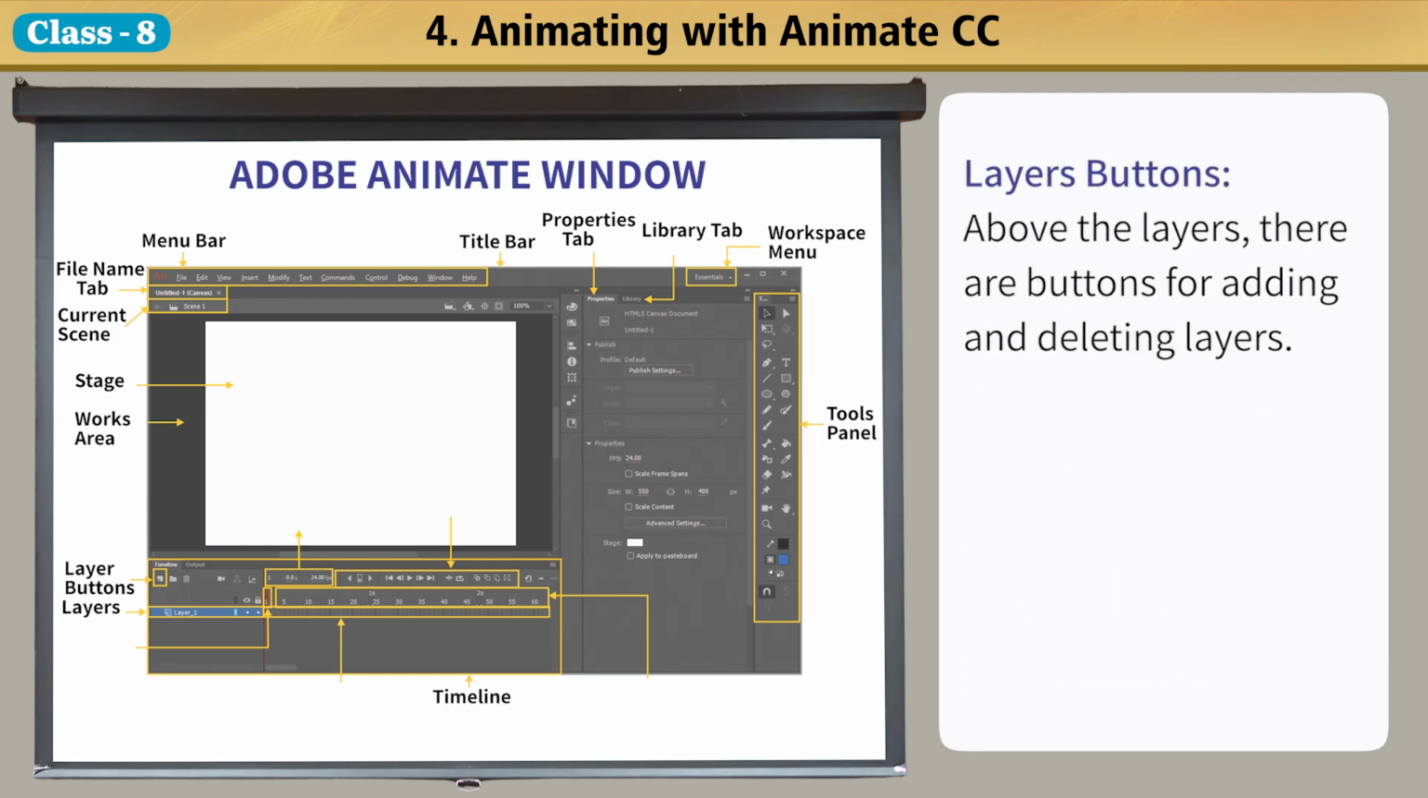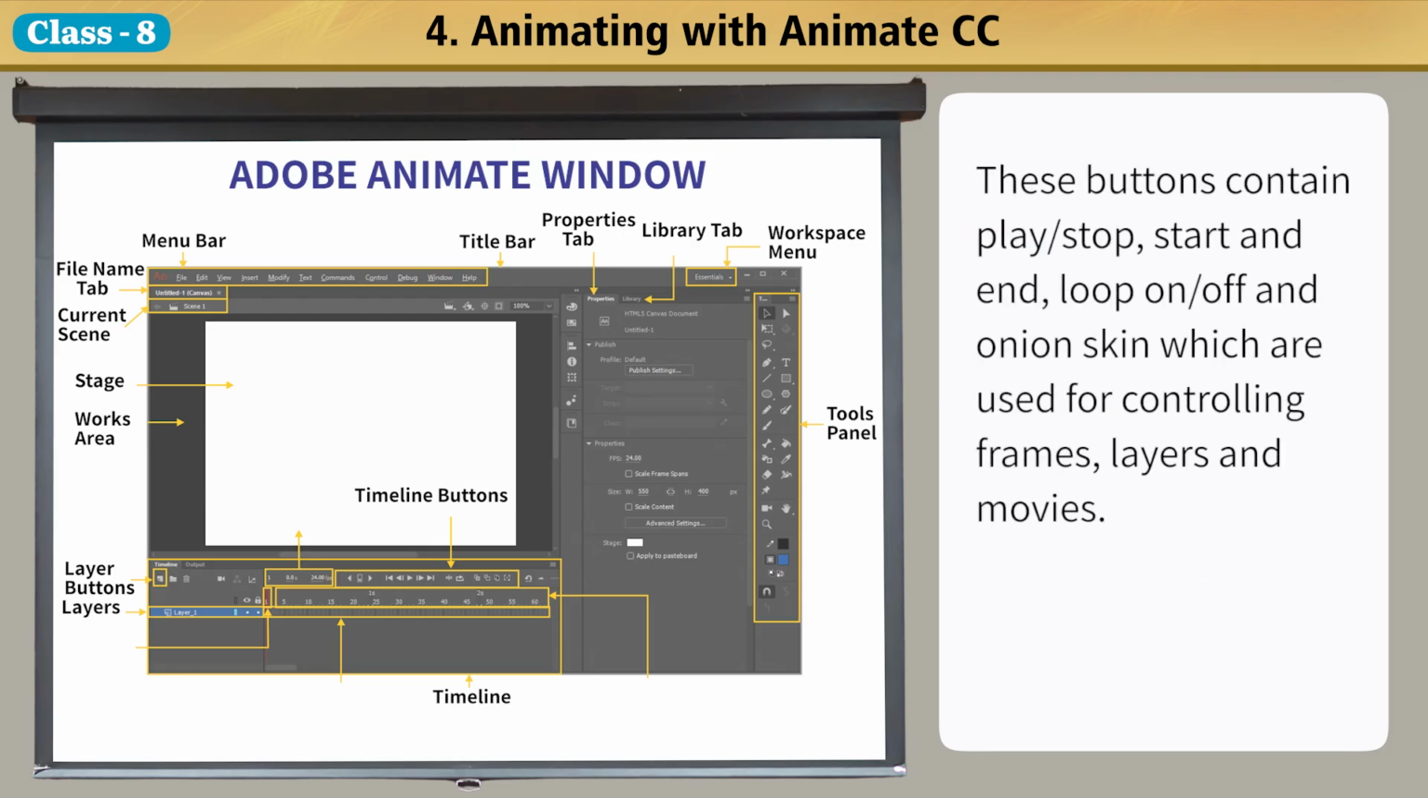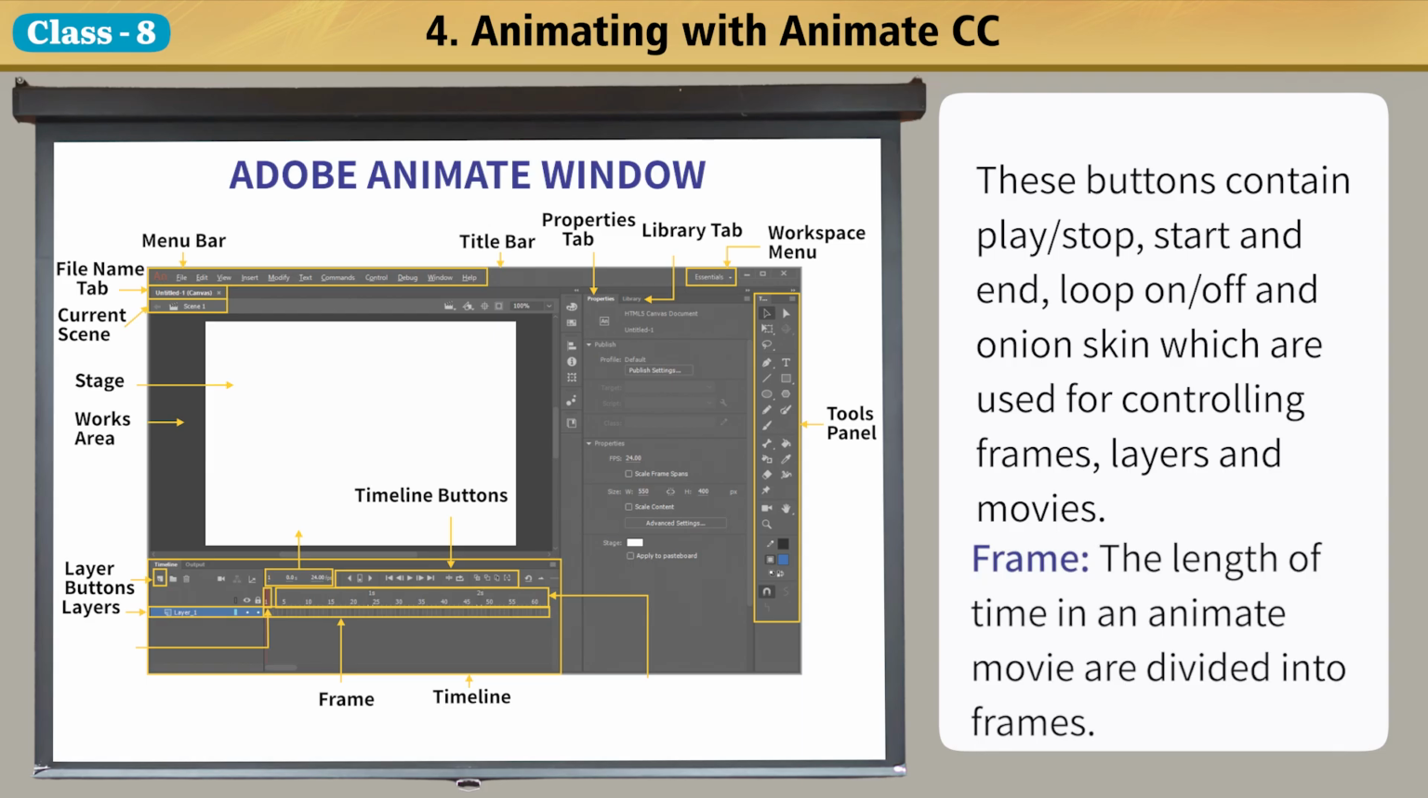Layers buttons. Above the layers, there are buttons for adding and deleting layers. Timeline buttons. These buttons are scattered around the timeline for controlling frames, layers, and movies. These buttons contain play, stop, start and end, loop on/off and onion skin, which are used for controlling frames, layers and movies.